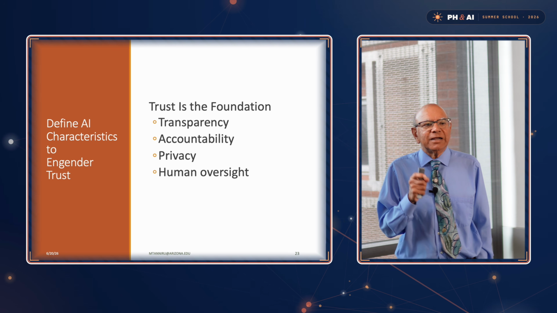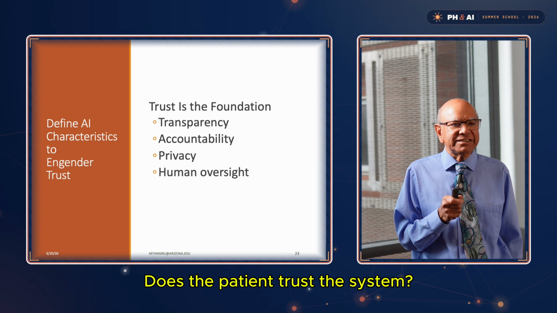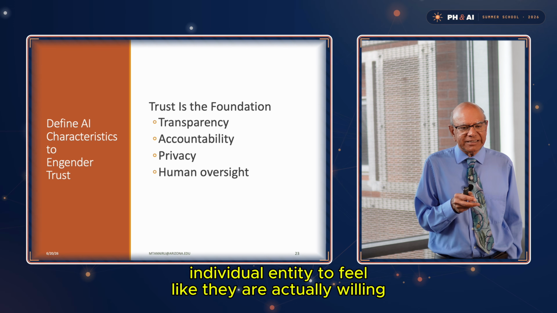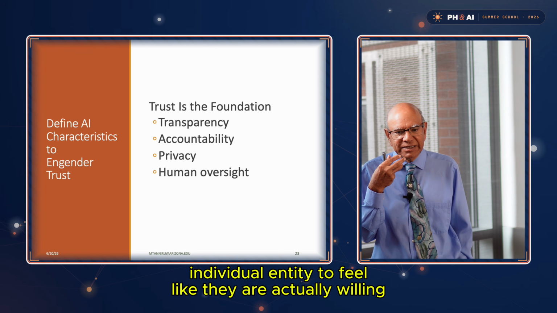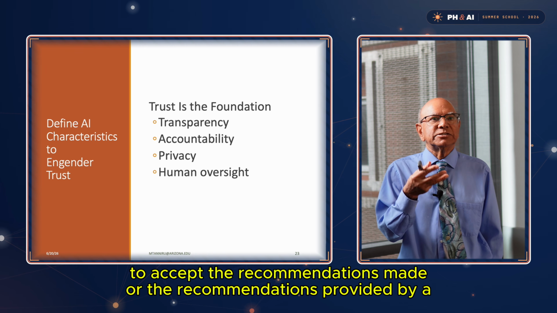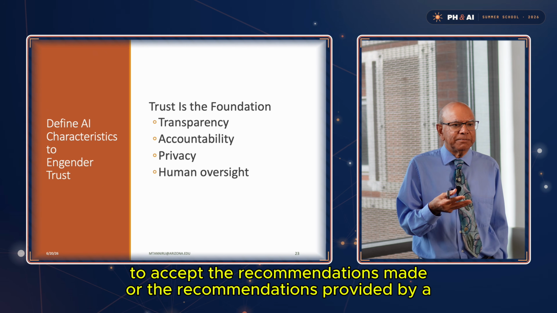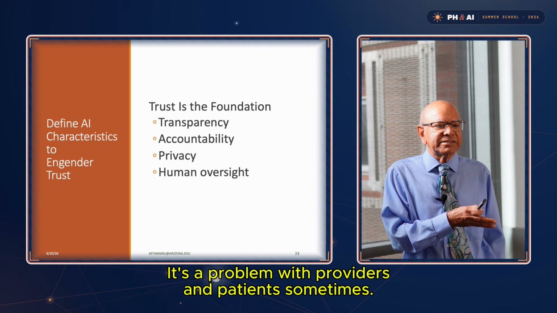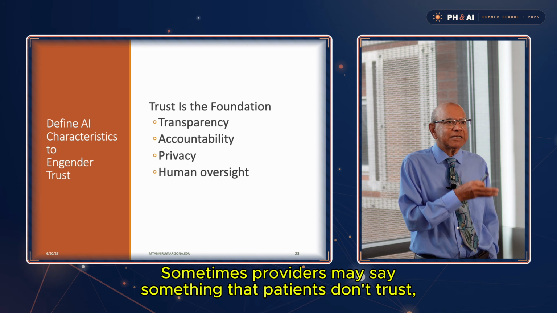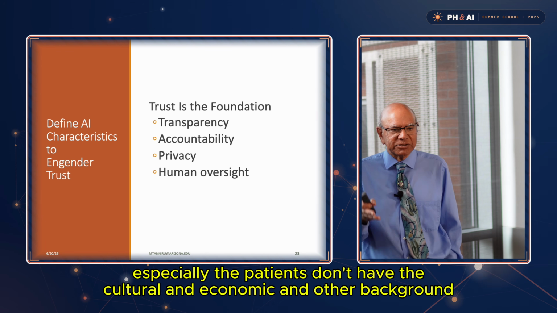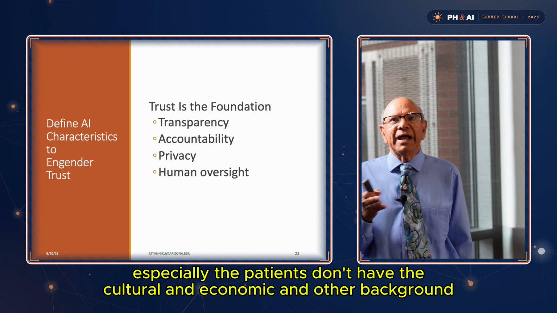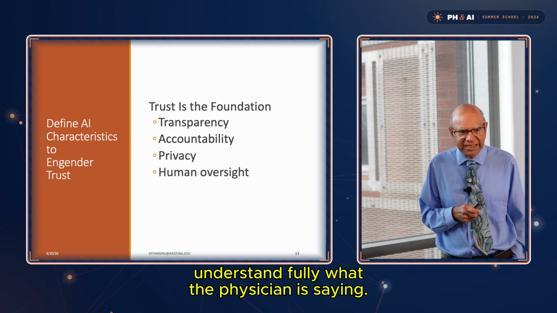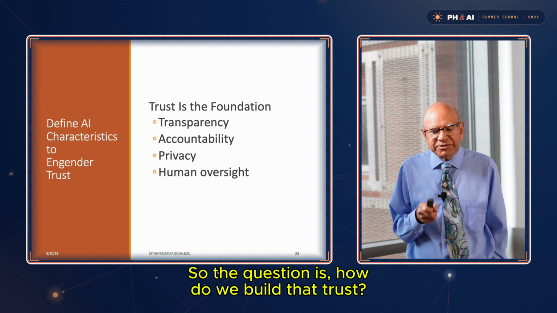Now comes the critical part. Does the patient trust the system? Because trust is the foundation for any individual or entity to be willing to accept the recommendations provided by a particular entity they are interacting with. It's a problem with providers and patients sometimes. Sometimes providers may say something that patients don't trust, especially if the patients don't have the cultural, economic, and other background to understand fully what the physician is saying. So the question is, how do we build that trust?